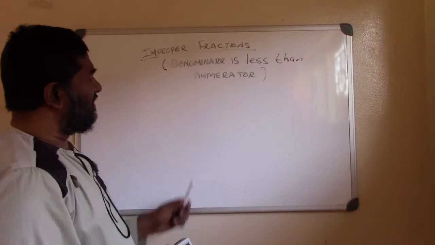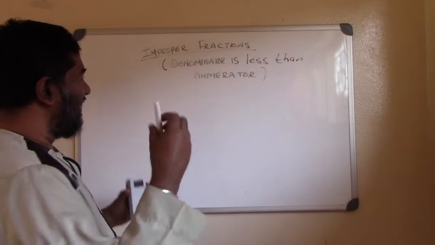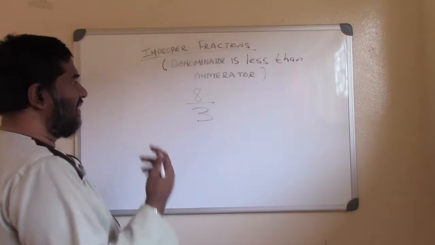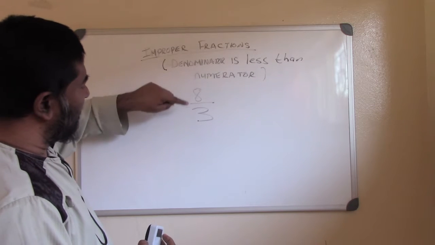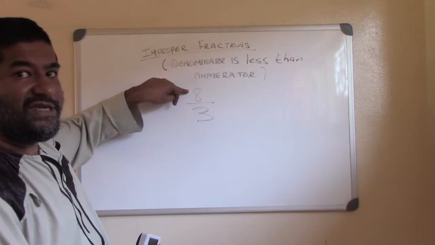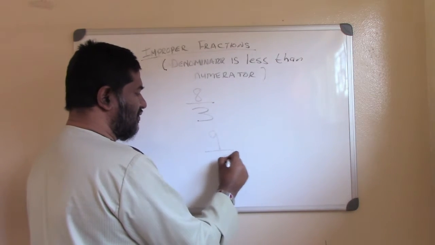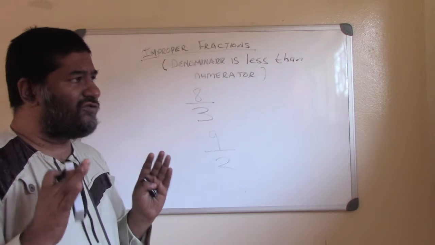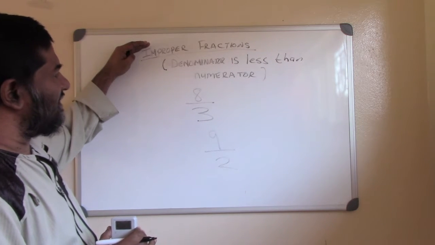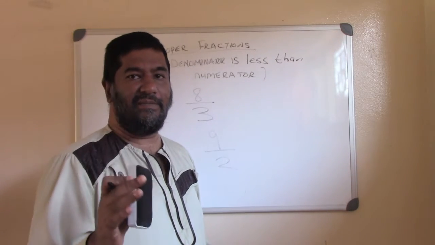Improper fractions. The denominator is less than the numerator. Let's take an example, 8 over 3. Let's see it. The denominator is 3. It's less than the numerator, which is 8. Let's take another example, 9 over 2. What you have to understand is that an improper fraction can be converted to a mixed number.